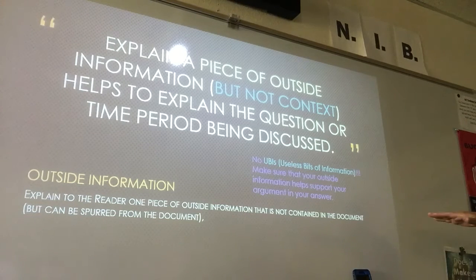Explain to the reader one piece of outside information that's not contained in the document, but can be spurred from the document. In other words, you're reading the Declaration of Independence, and you're like, this spurs the Articles of Confederation. Okay? And so you're going to move into that, bring in that information to be a part of it, showing your well-roundedness, your ability to use that, the complexity of thought that you have. Really, really good. So that's why we did it.